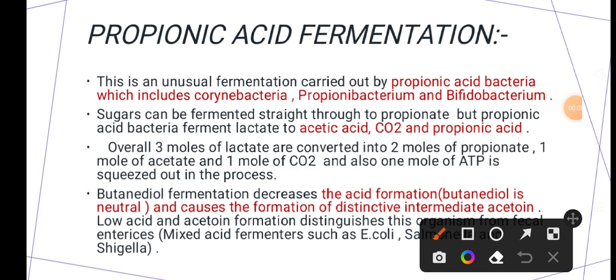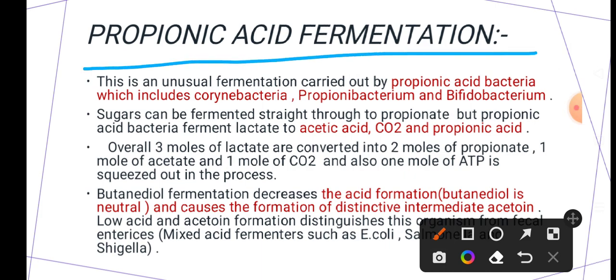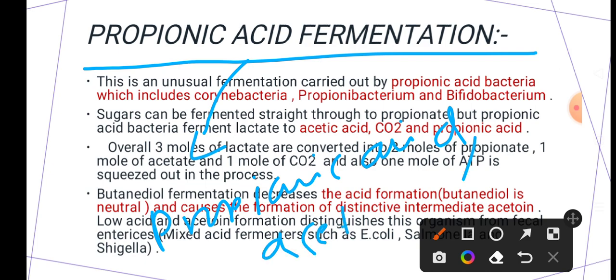Welcome to a very short video where we are going to talk about propionic acid fermentation. As its name suggests, it will produce propionic acid mainly with the help of this fermentation process. Along with that, it will also produce acetic acid and CO2. And how will they produce this? They will produce this by fermenting lactate.